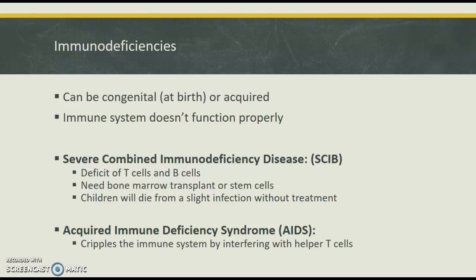We also have what's called severe combined immunodeficiency disease. This is when your B and T cells are not produced in bone marrow, and you need to get a bone marrow transplant.